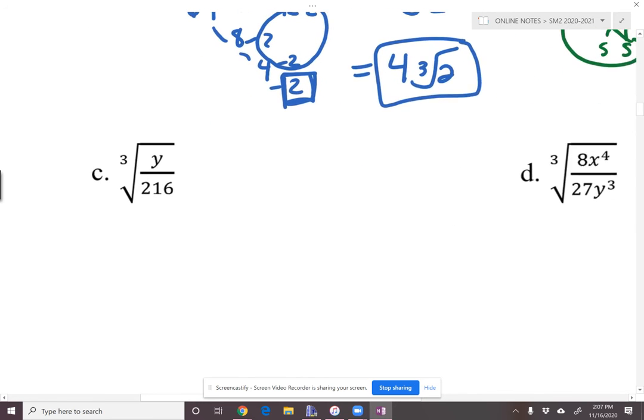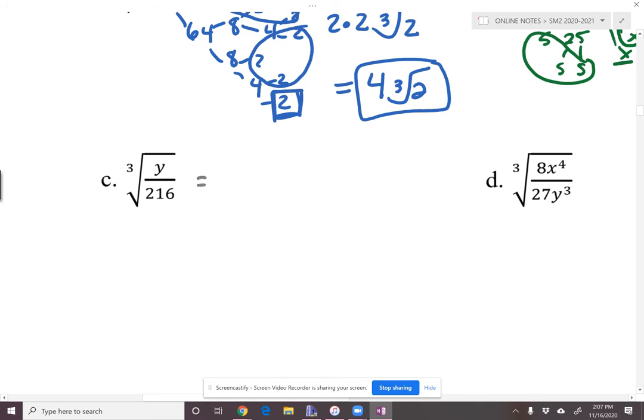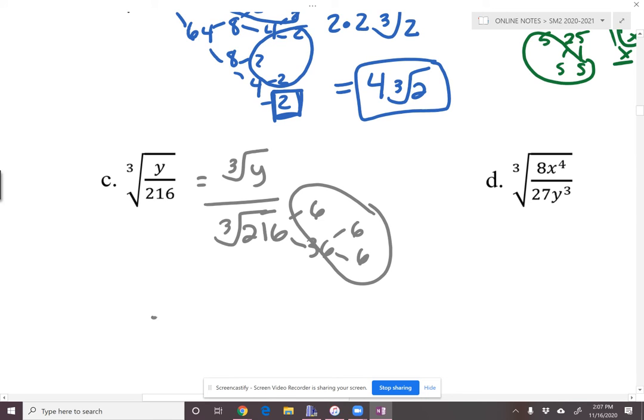Example C, we're going to use some of the properties that we've already talked about. This is the same thing as the cube root of y over the cube root of 216. The cube root of y is not going to simplify, but 216 is 6 times 36, which is 6 times 6, and I get 3 6's. So the best answer is y over 6.